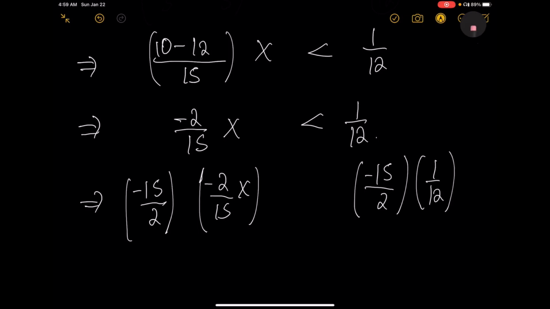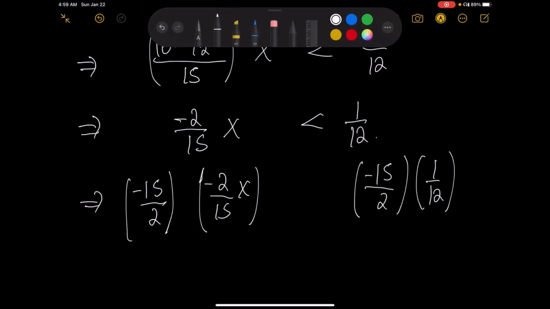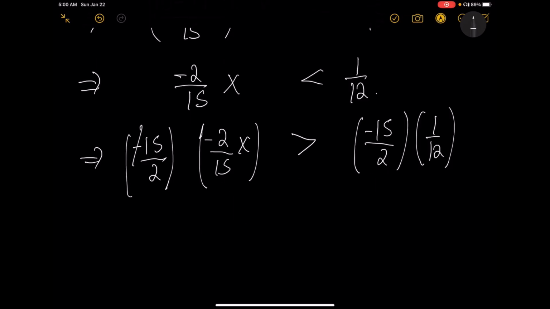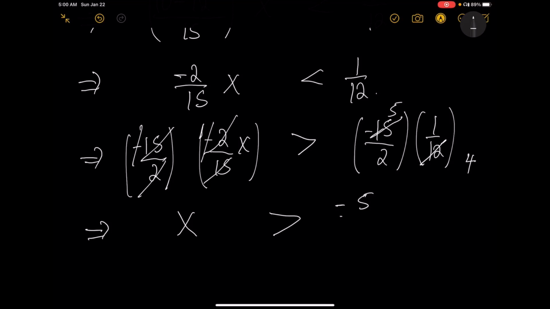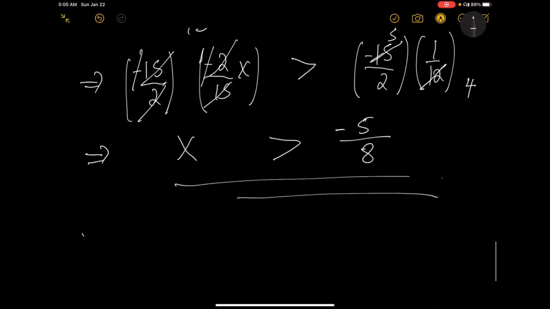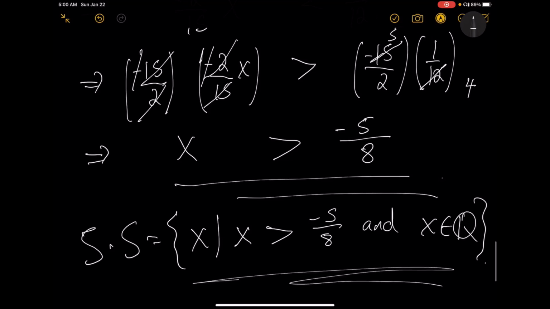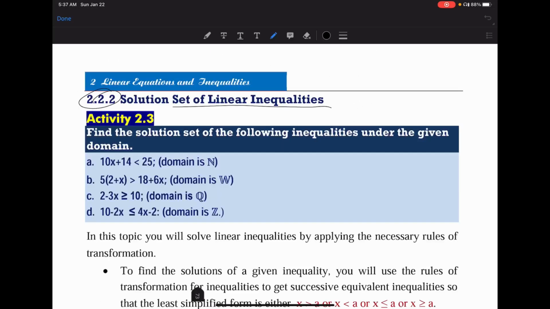Now what happens? The direction of the inequality reverses, as we showed earlier. So it becomes greater than. Negative times negative cancels, 15 and 15 cancel, 2 and 2 cancel. This implies that x is greater than negative 5 over 4 times 2, which is negative 5 over 8. So what is our solution set? The set containing x such that x is greater than negative 5 over 8 and x is an element of the set of rational numbers. So we have finished the section.